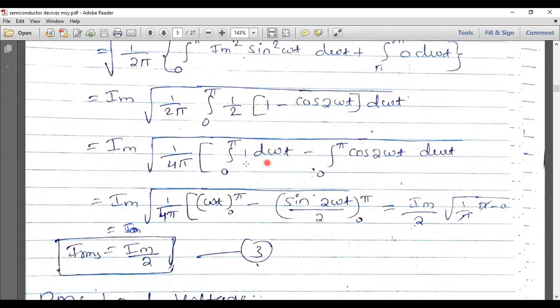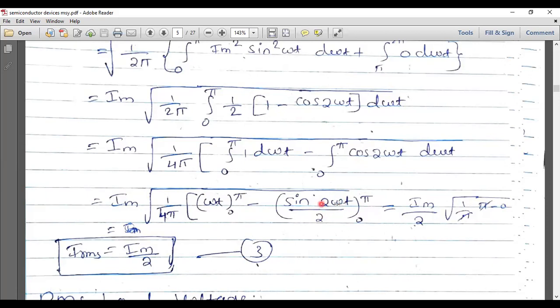So integration of 1 with respect to omega t is omega t, 0 to π, minus integration of cos 2 omega t, which is nothing but sin 2 omega t divided by 2, 0 to π, we have kept here now. So Im, when this 4 I send outside the square root, it will become 2. So Im by 2 we will keep here. And this one 1 by 2π I will keep outside. This term will become π, and this complete term will become 0 because 2 into π, that is 2 into 180, 2 into 180 is 360. Sin 360 equal to 0 and sin 0 equal to 0.